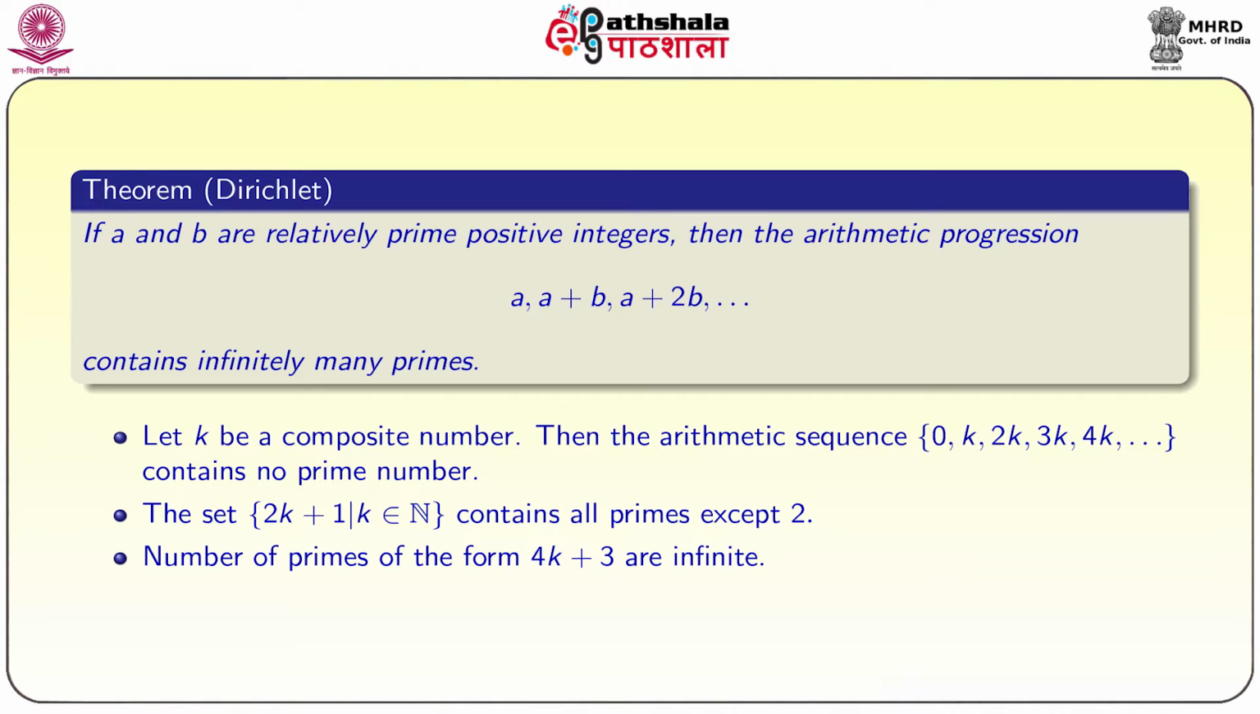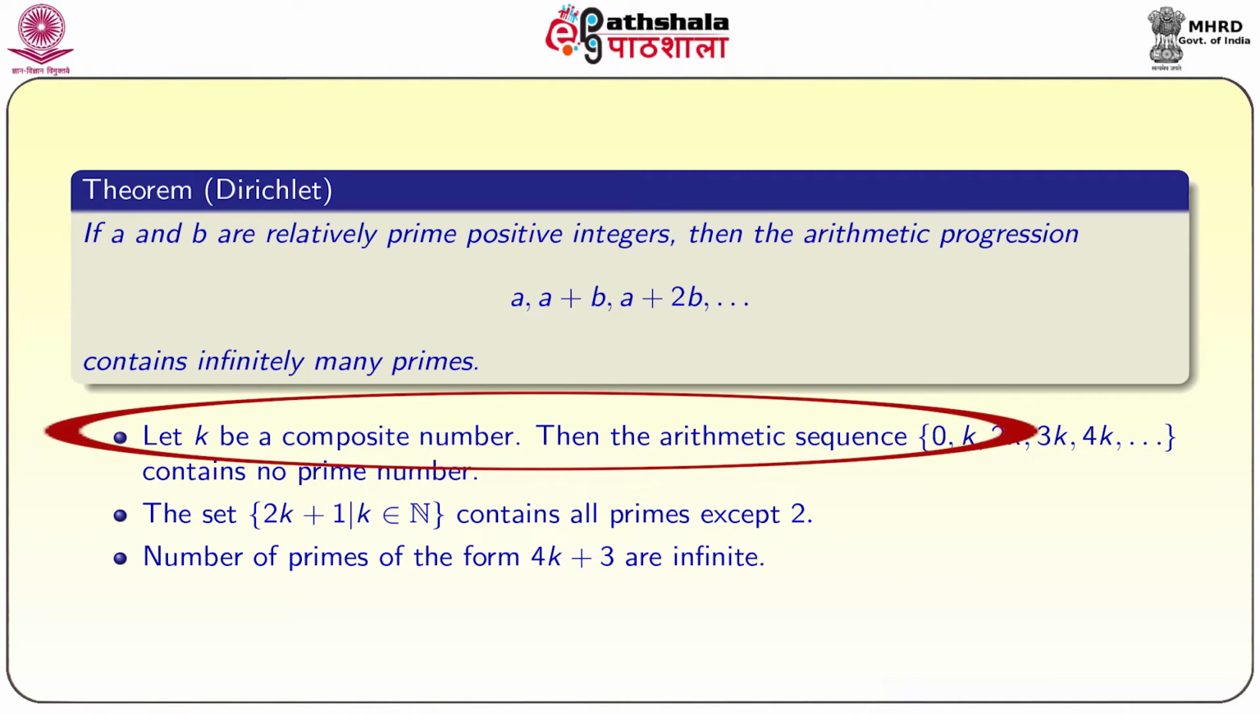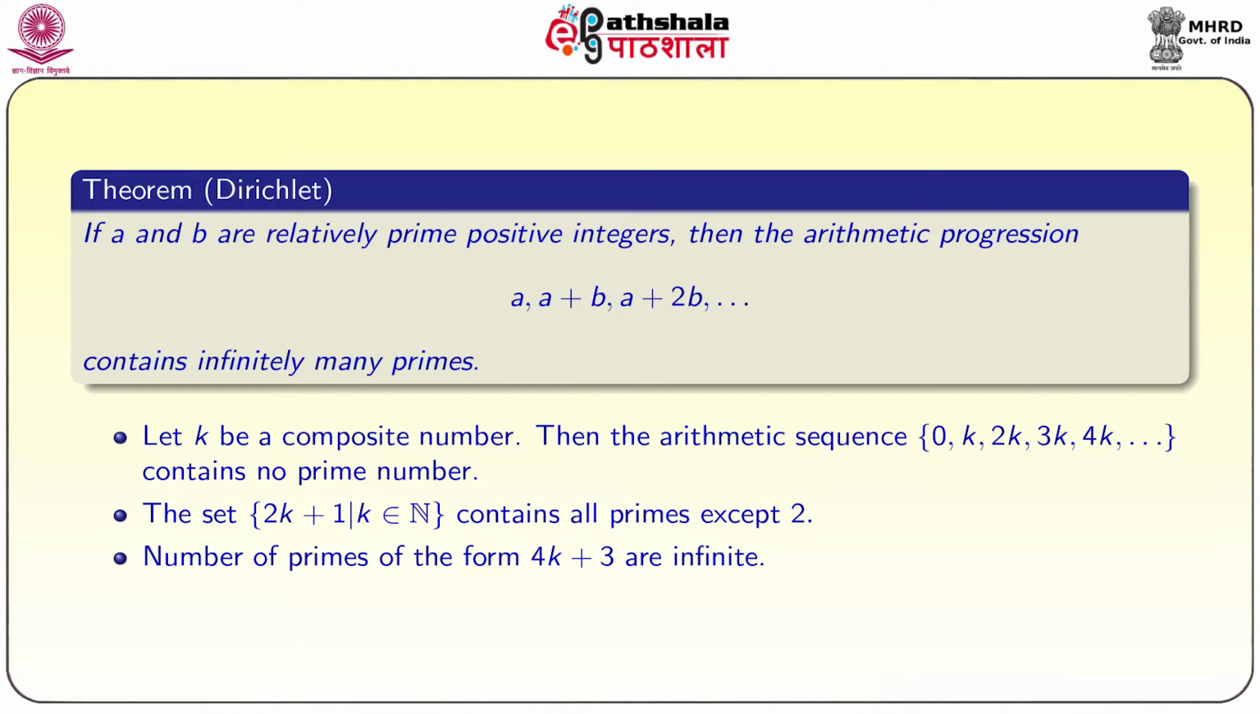We already proved that it contains an infinite number of primes, but this result Dirichlet extended to any arbitrary arithmetic progression, but the only condition is that a and b should be relatively prime. It is not true for any arbitrary arithmetic progression. Let k be a positive composite number, then the arithmetic sequence 0, k, 2k, 3k and so on contains no prime number. So, this is the reason we need a and b to be relatively prime in Dirichlet's theorem.